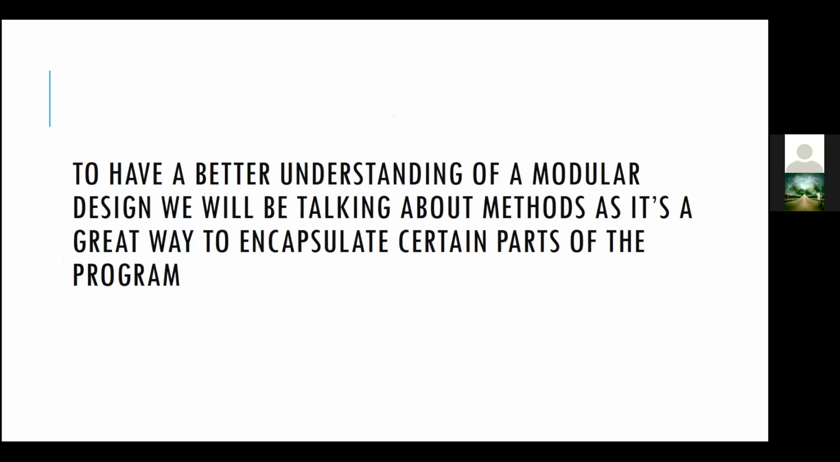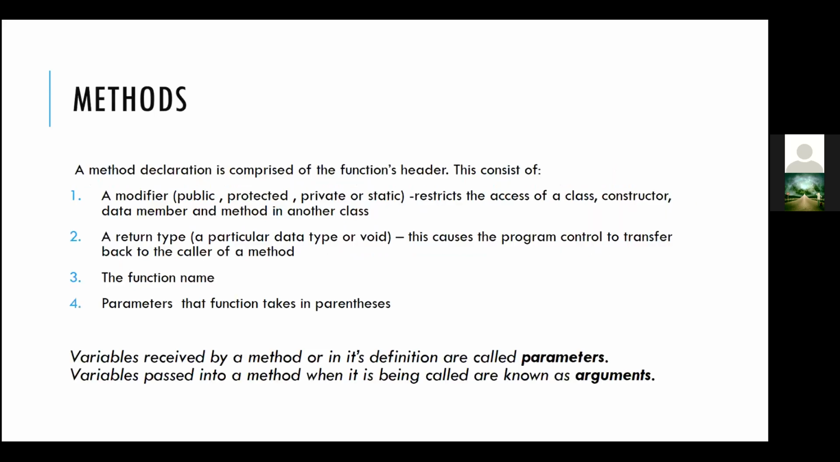So to have a better understanding of modular design, we will be talking about methods, as it's a great way to encapsulate certain parts of the program. In methods, a method declaration is comprised of the function's header. This consists of the following. Number one, we have a modifier. It can be public, protected, private, or static. It restricts the access of a class, constructor, data member, and method in another class. Number two, a return type, a particular data type or void. This causes the program control to transfer back to the caller of a method.